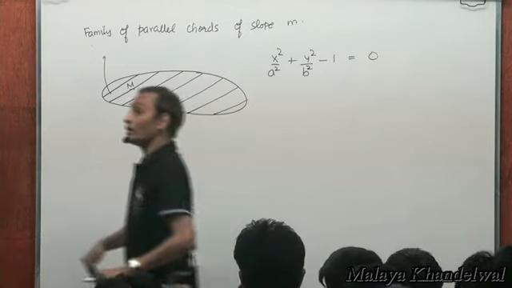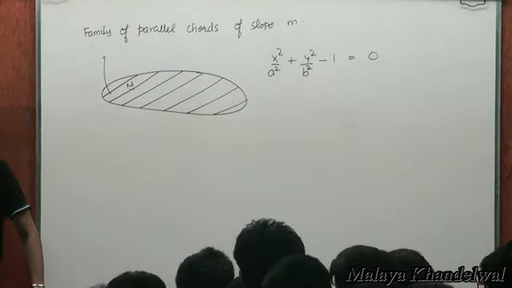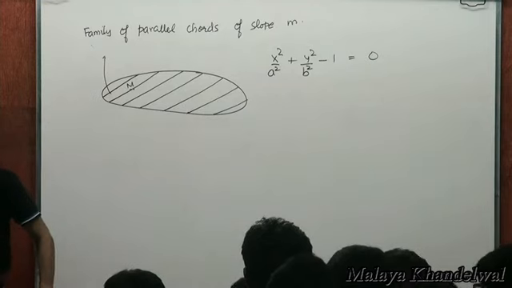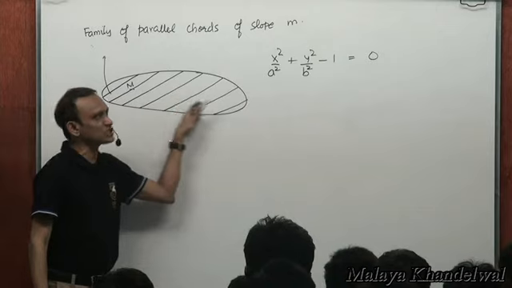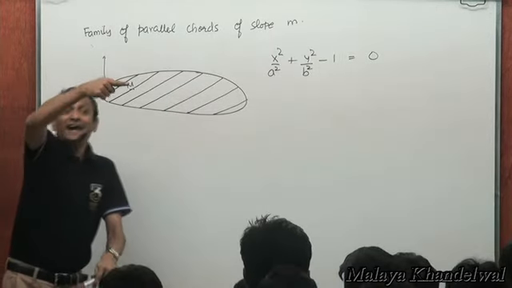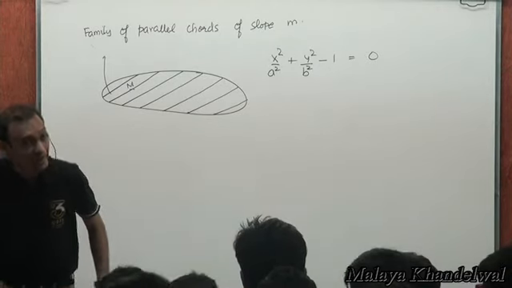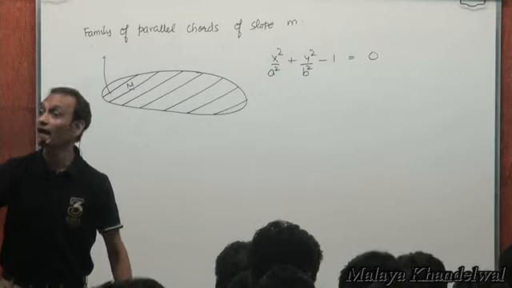Then we'll figure out that the line joining the midpoints of a system of parallel chords will pass through the center of the ellipse and therefore would be a diameter. On joining the midpoints of a system of parallel chords, I get a line that passes through the center of the conic section and therefore would be deemed a diameter.